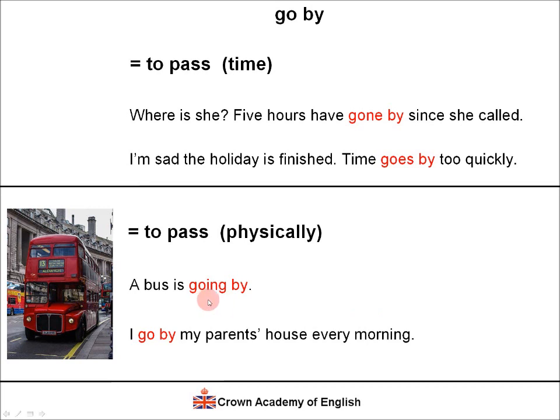Okay? And here we are using the present continuous because it's describing an action that is happening right now. Okay? It's not a habit, it's happening once, now. Going by.